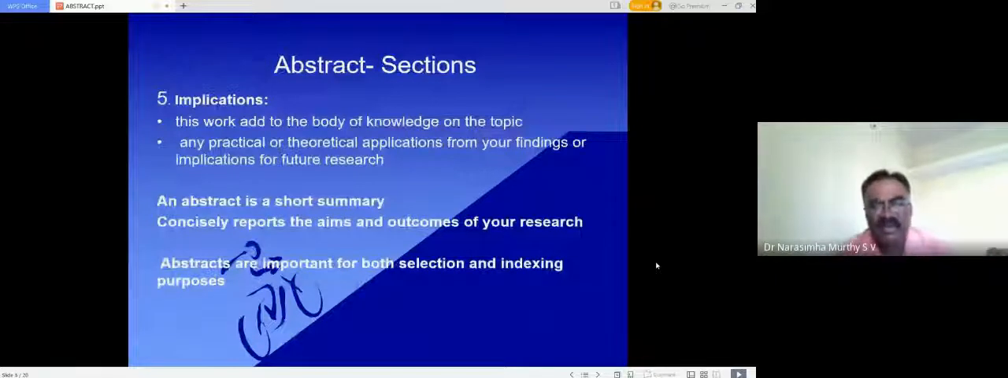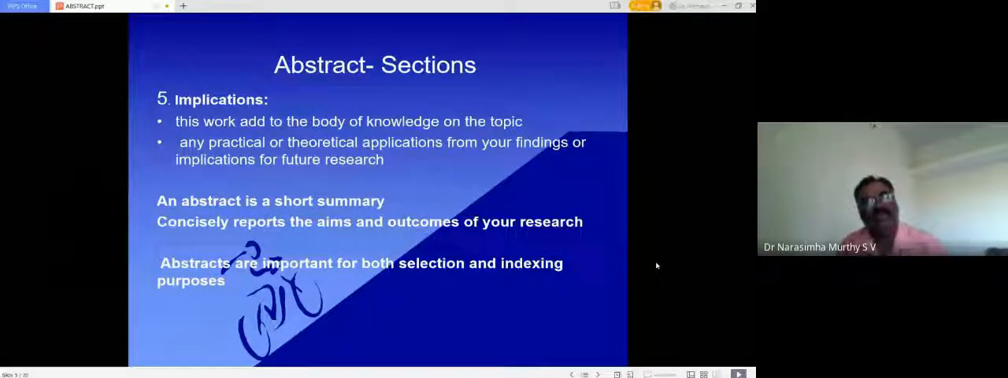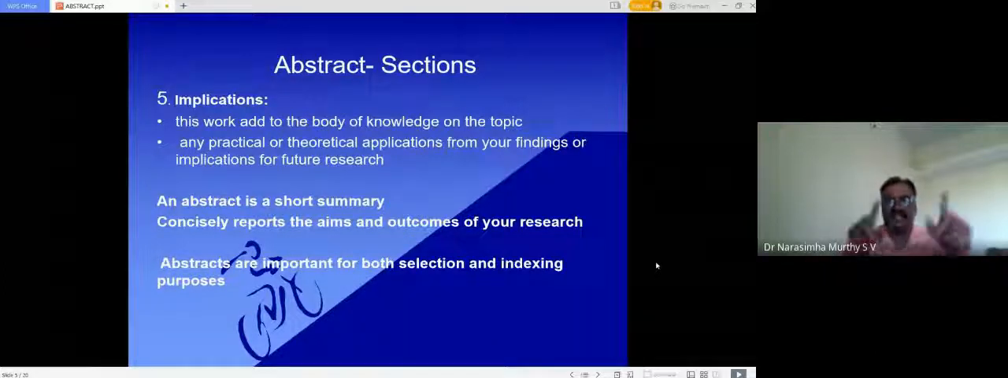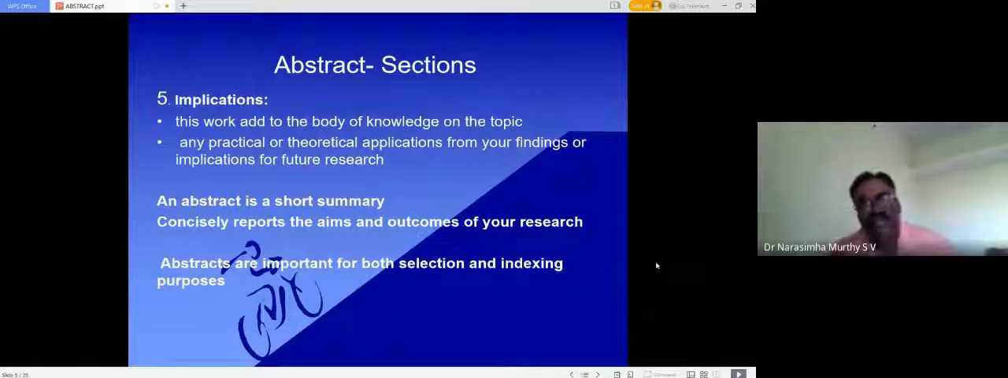Finally, you should talk about the implications. That means how does your paper, your research, contribute to the holistic body of knowledge on the topic? What is your contribution? So I remember here, Eliot's Tradition and the Individual Talent. There is already a tradition established, and you are going to present your individual talent there.